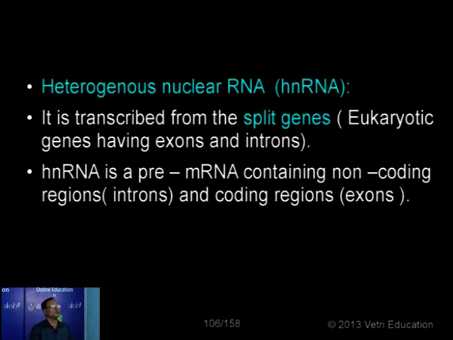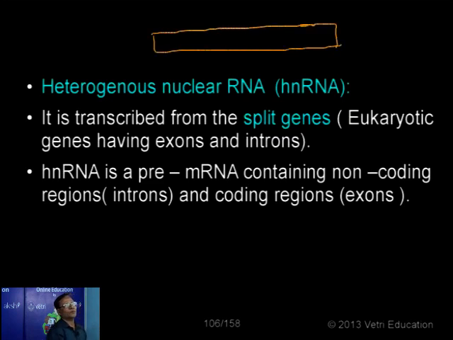Now, what is heterogeneous nuclear RNA? I mentioned already in the case of eukaryotic genes, the eukaryotic gene is called the split gene. What is the meaning of split gene? The split gene contains coding sequences as well as non-coding sequences. Suppose this is the DNA, the split gene. You can see the split gene only in the case of eukaryotic genes, not in the case of prokaryotic genes. So a split gene consists of both coding and non-coding sequences. The coding sequence is the one which will be expressed. The non-coding sequence is the one which will not be expressed.